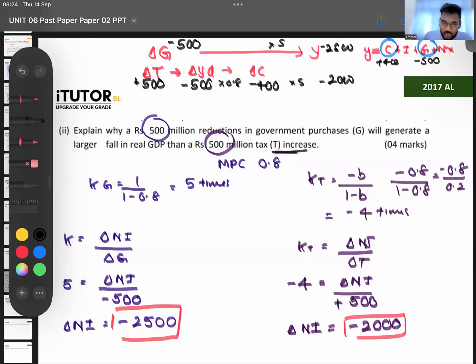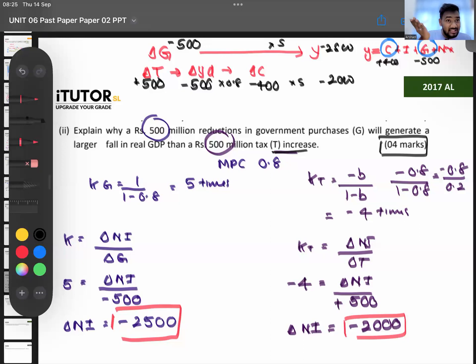Okay. So this story is what you need to explain, guys. For 4 marks, you can say, look here, when government spending increases, it directly affects national income. You need to explain that story. Then you say, even if government spending decreases, you can give an example, guys. Let's say MPC is 0.8. If government spending decreases by 500, the multiplier will be 5. National income will fall by 2,500.